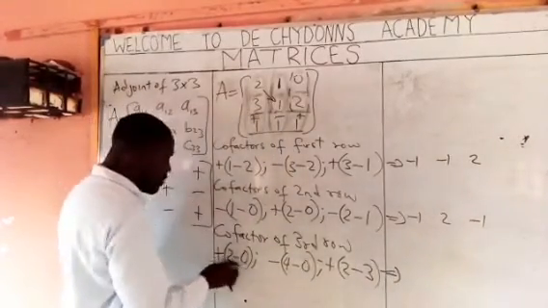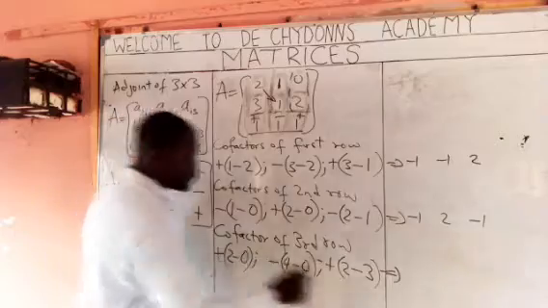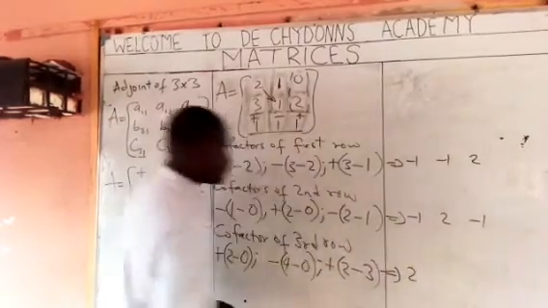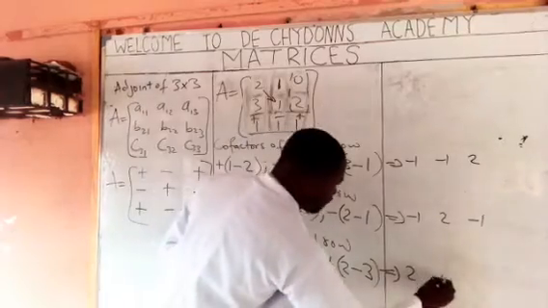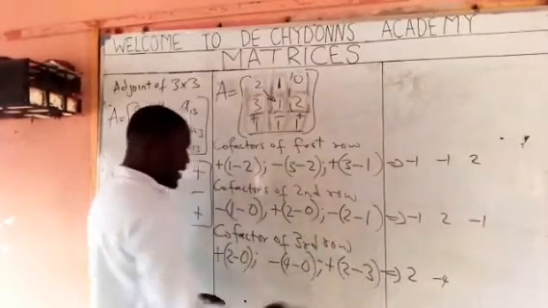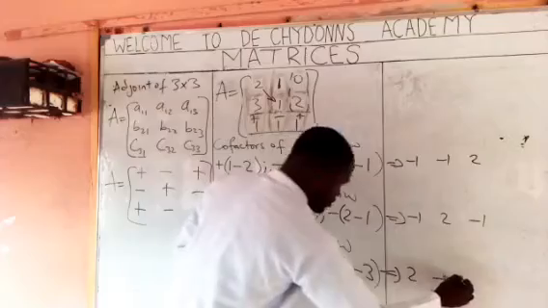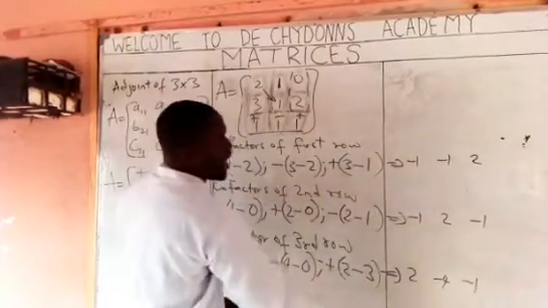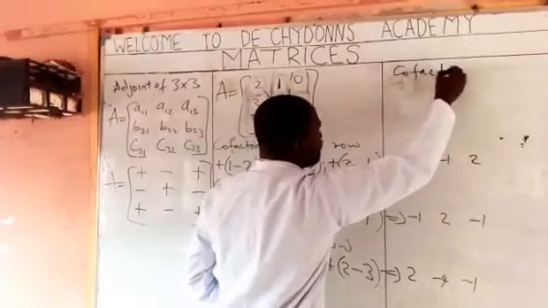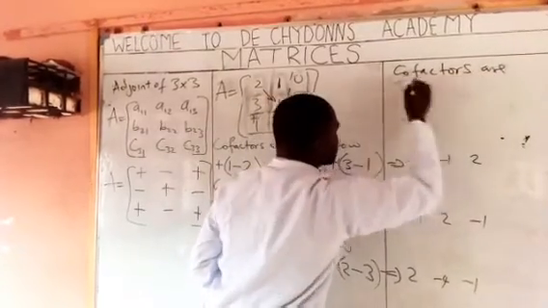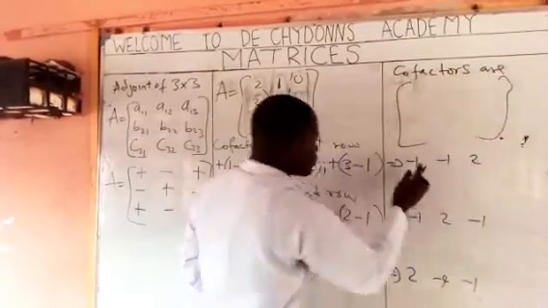It will be what? 2 minus 0. 2 times plus. Plus 2. 4 minus 0. 4 times minus. Minus 4. 2 minus 3. Minus 1 times plus. Minus 1. We have seen their elements. You write their elements. Cofactors. You say cofactors are, you package it accordingly.